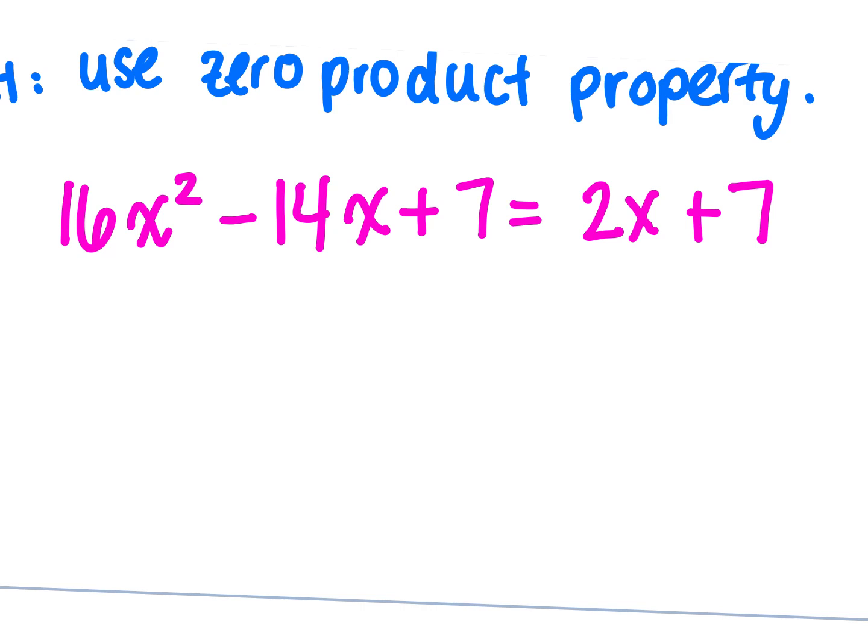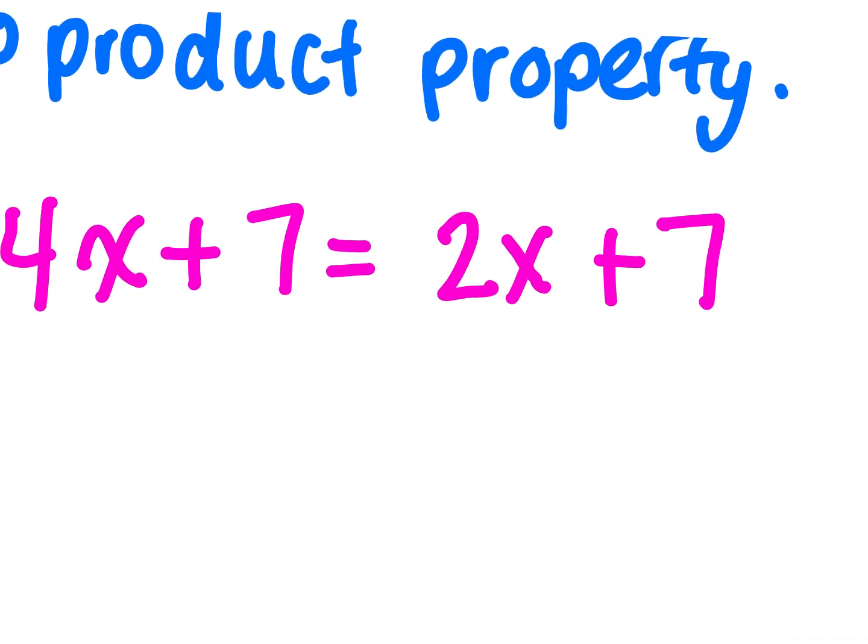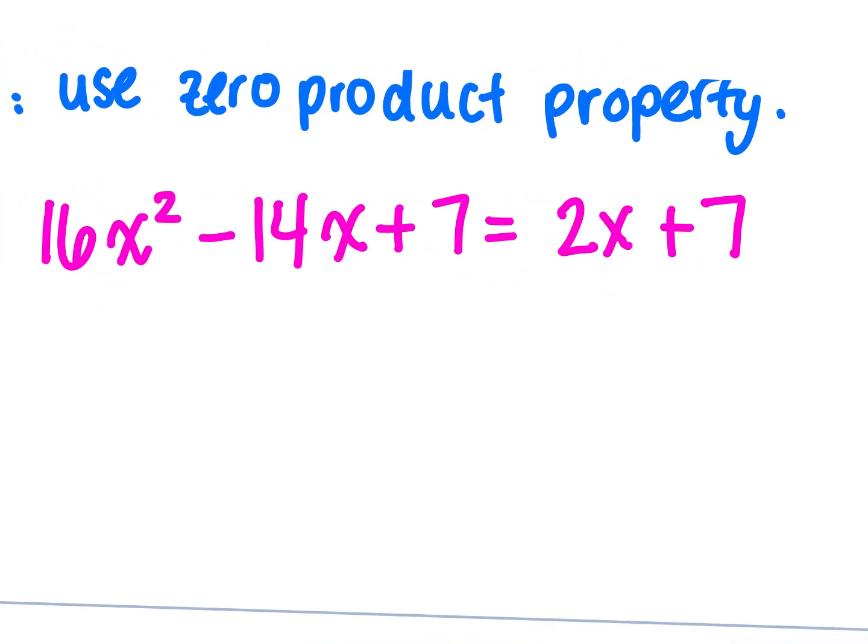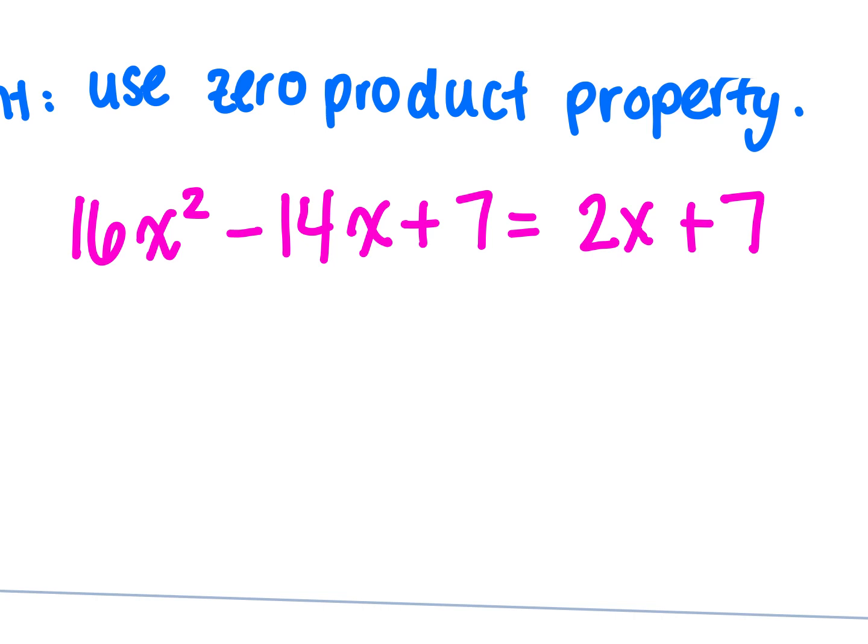In order to use the zero product property, one side of your equation needs to be what? Zero. So that's our first objective. How can I make the right-hand side of this equation zero? By subtracting 2x and subtracting 7. Subtract 2x and subtract 7 from both sides.